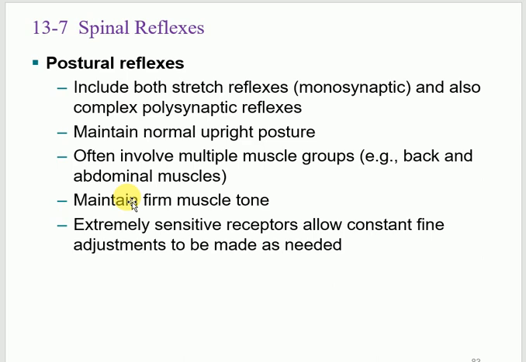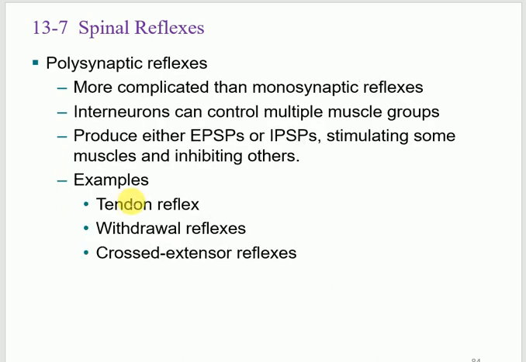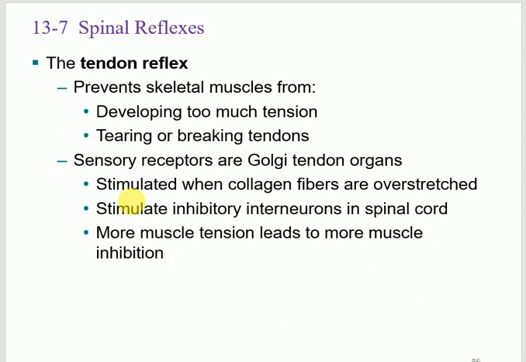Muscle spindles will be stimulated, afferent, reflex, efferent, contract again. Clear? Postural reflex. Most of the time it's mono, but it can be poly. For polysynaptic, tendon reflex, withdrawal reflex, and cross extensor reflex. You have to remember these examples. Tendon reflex is a reflex that helps you not to overstretch the muscles.